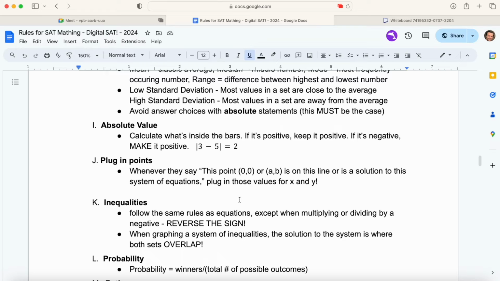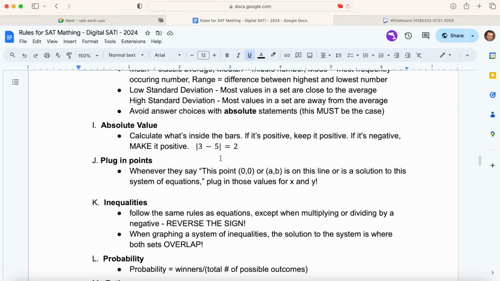I want you to read that bullet point there for absolute value, please. Calculate what's inside the bars. If it's positive, keep it positive. If it's negative, make it positive. Yeah, and then I've got an example there: the absolute value of 3 minus 5 is 2, positive 2. Because if you calculate what's inside the bars, what is 3 minus 5, by the way? Negative 2. And then if it's positive, you keep it positive, but if it's negative, you make it positive. So it's basically negative 2 made positive, which just becomes positive 2. Does that make sense, Catherine?